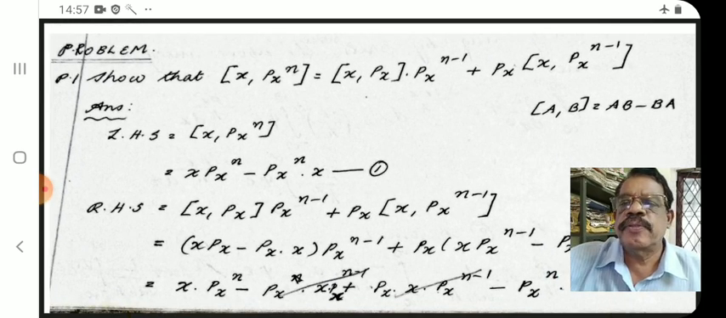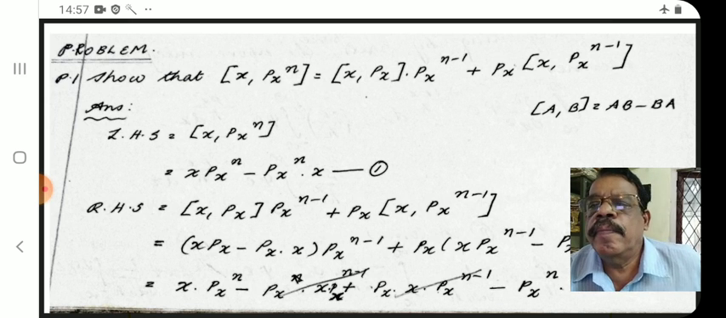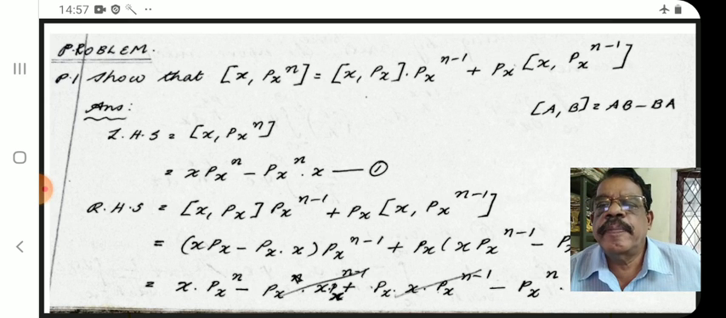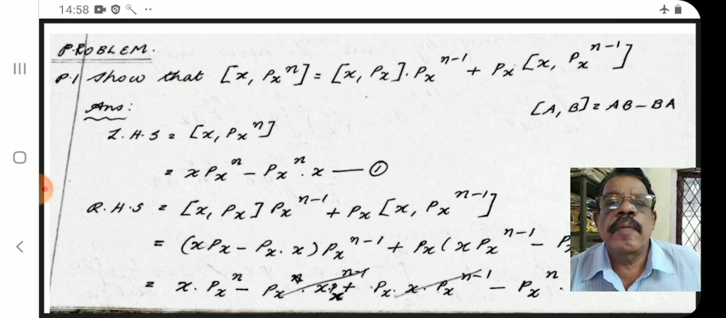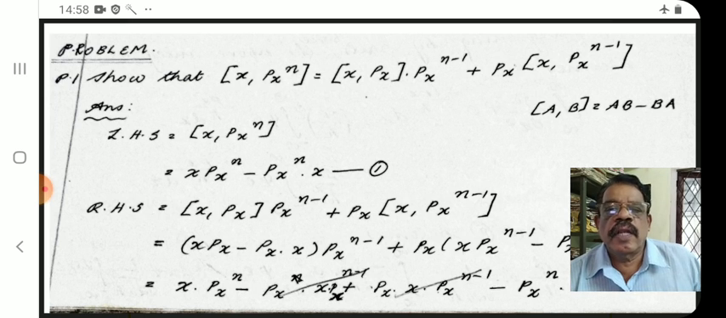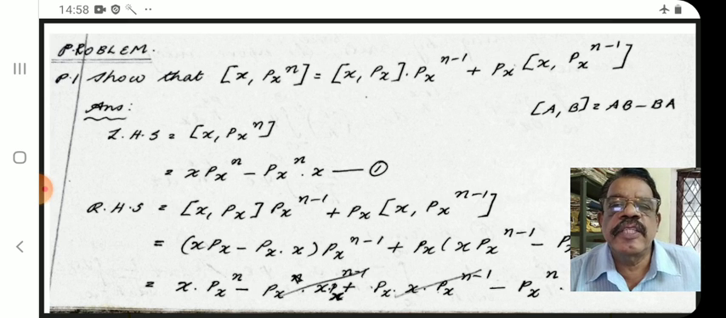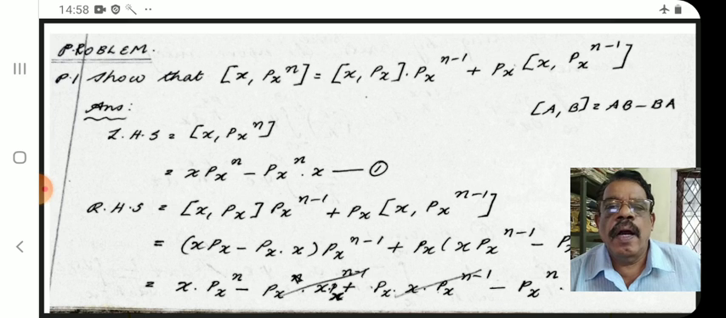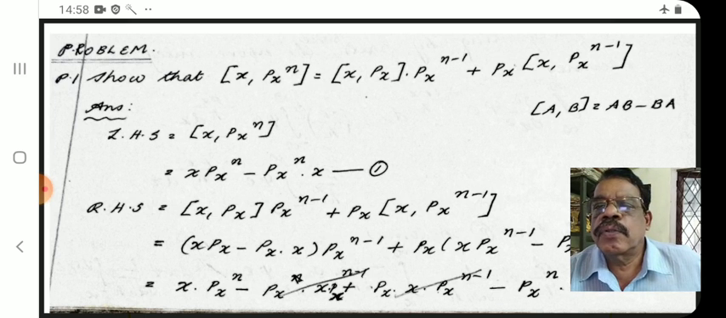The first problem is a commutator problem. Show that [x, px^n] is equal to [x, px] px^(n-1) plus px [x, px^(n-1)]. And you know the commutator relation [a, b] is ab minus ba, that you remember. And using that equation we prove this question.